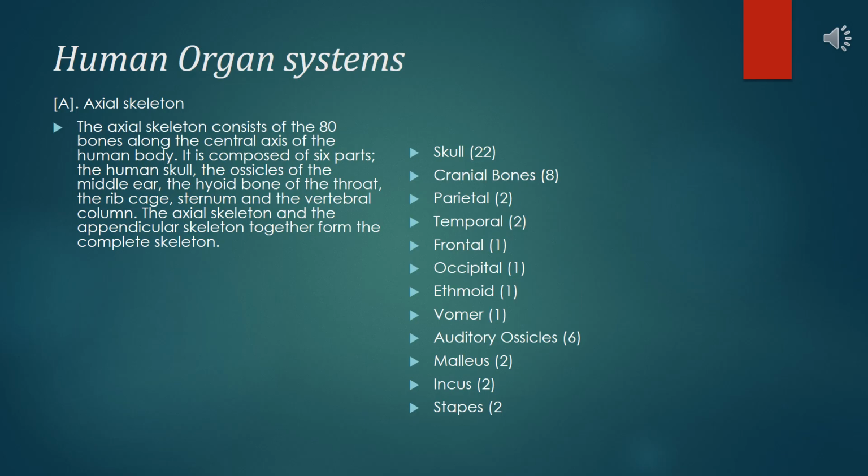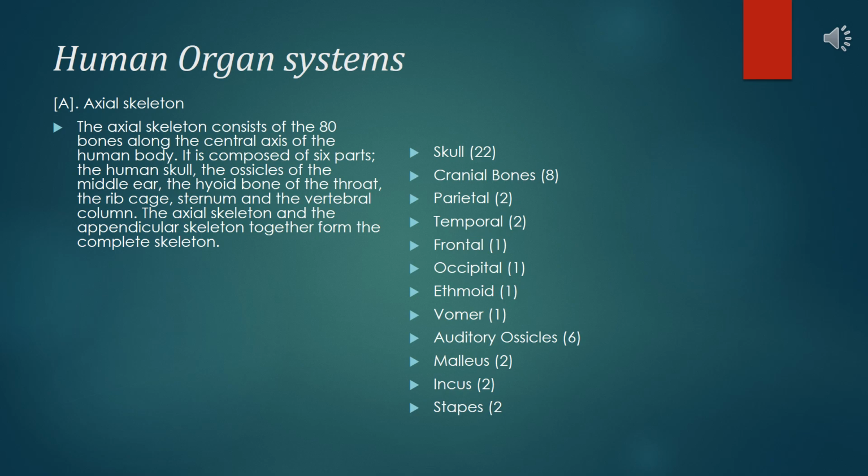Axial skeleton. The axial skeleton consists of the 80 bones along the central axis of the human body. It is composed of 6 parts: the human skull, the ossicles of the middle ear, the hyoid bone of the throat, the rib cage, sternum, and the vertebral column. The axial skeleton and the appendicular skeleton together form the complete skeleton.